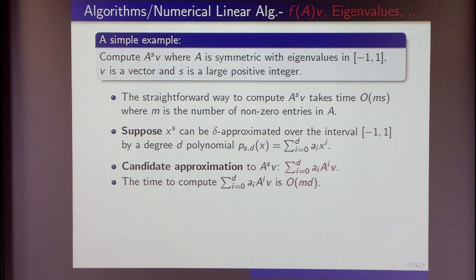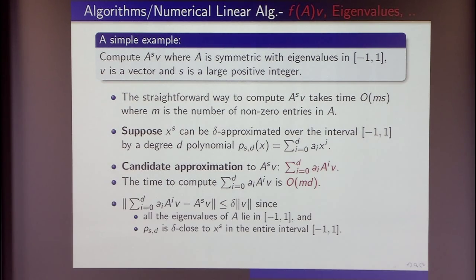So this is why we chose d. This is why we chose to optimize on the degree when we were looking for approximating this monomial. So why is this a good approximation? Okay, this is where we will see why the notion of uniform approximation is the right one. So let's try to analyze the error between what we gave as a candidate and this quantity. So this is what we suggested you should use as an approximation to A to the s times v. So imagine v is a unit vector.